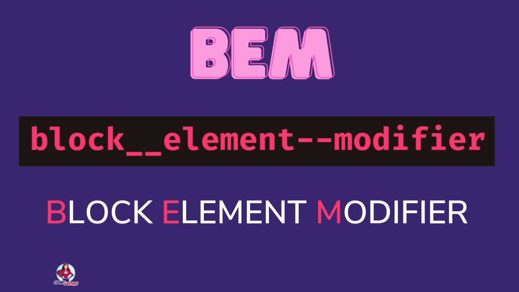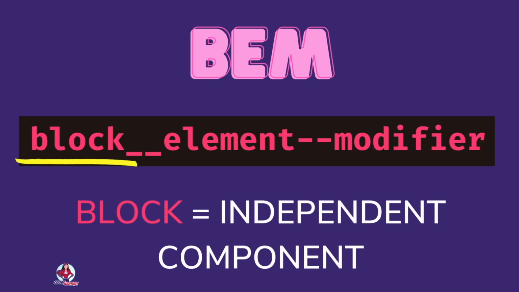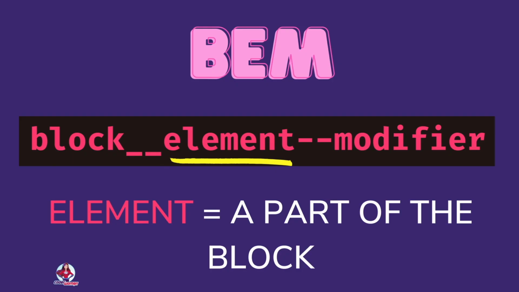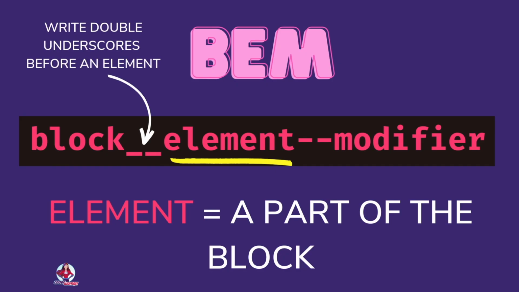Let's find out together. BEM, or Block Element Modifier, is a smart way to name and organize your HTML and CSS code to keep it more understandable and flexible. Now, let's break BEM down. Block is like an independent component that makes sense on its own. For example, a header, footer, or button in your code. The block name should always be unique. Element is a part of the block that can't stand alone, like title, text, or item inside a header.